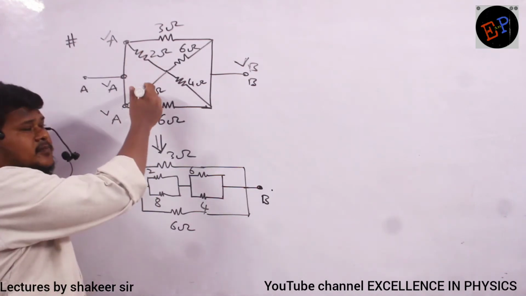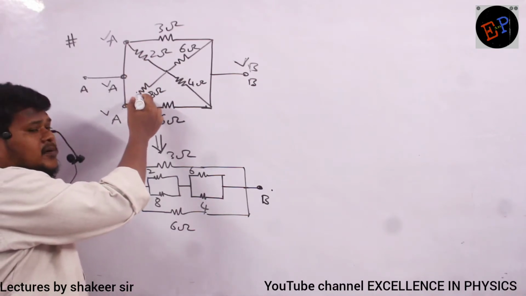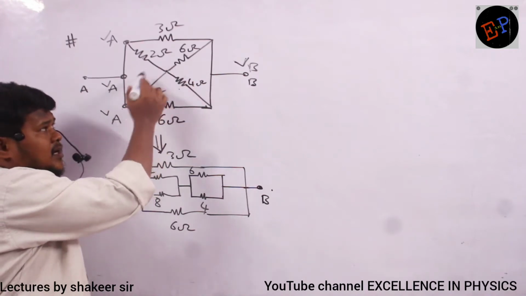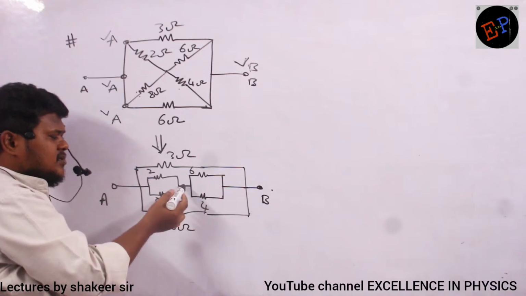2, 8: definitely they are in parallel connection, no? Because the current gets divided here. Okay, and this 6 and 4 also are connected in parallel connection. And all of them are joined also. It means these two resistors are joined.